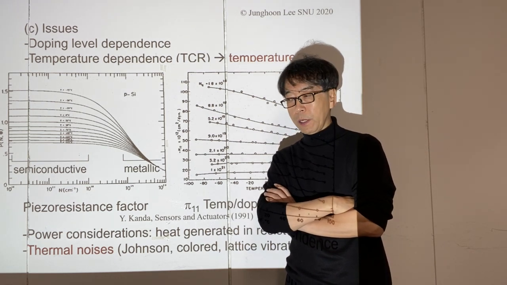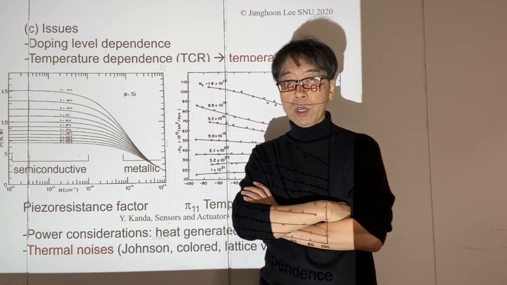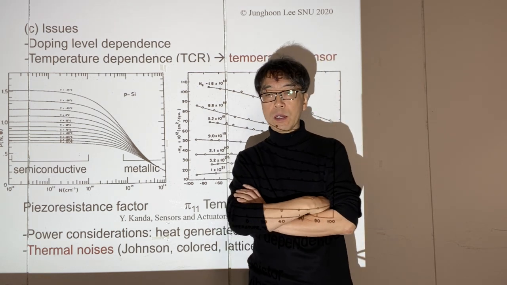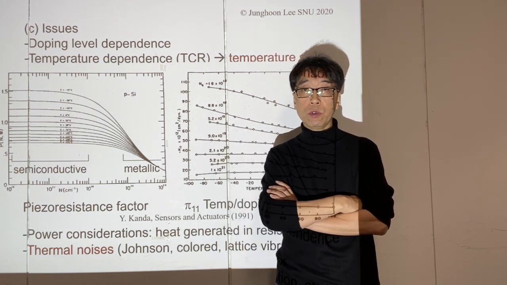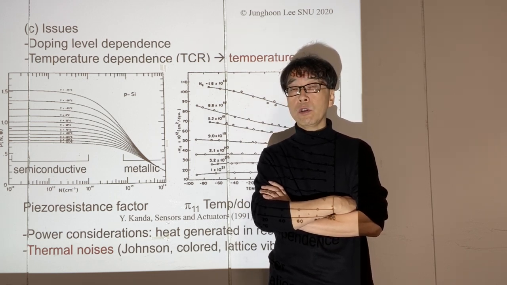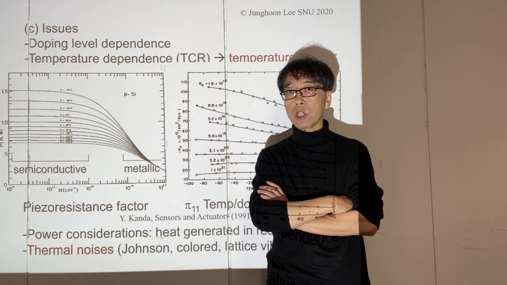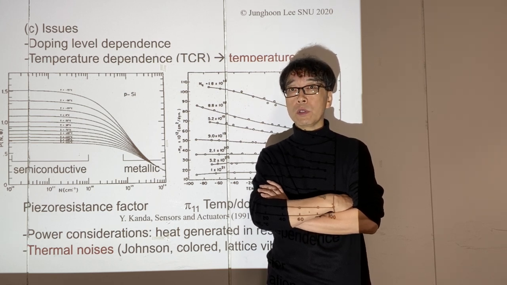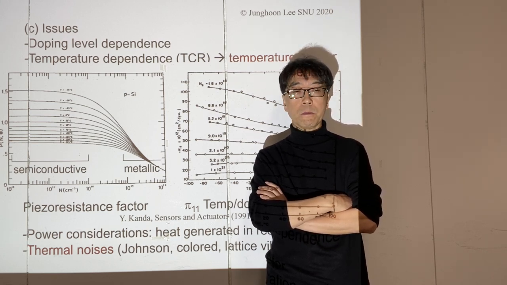If there's no doping, you have neither N-type silicon nor P-type silicon. It's just pure silicon, which is a semiconductor, and it will hardly conduct a current. And you cannot use it for the sensor, of course.